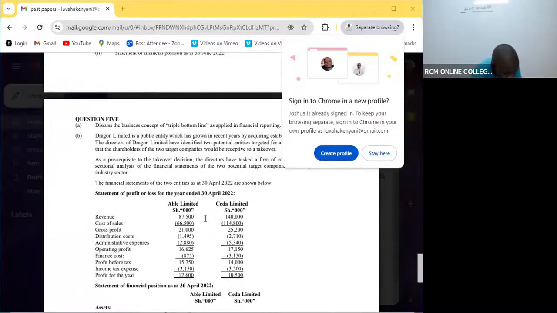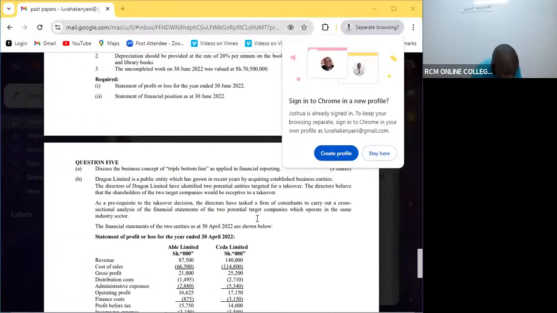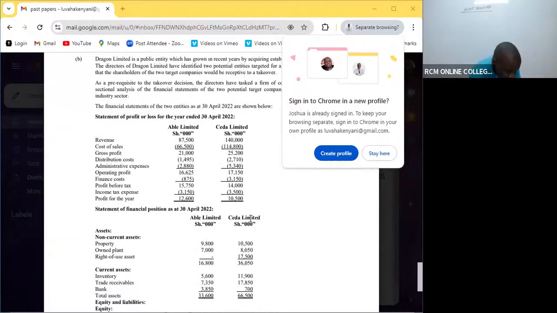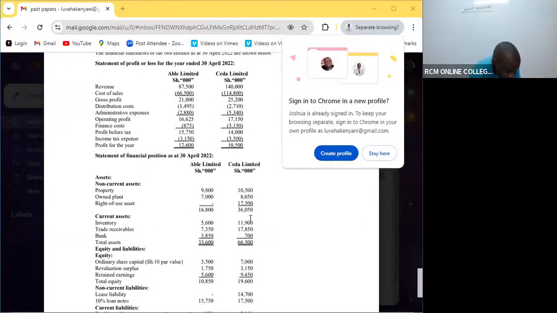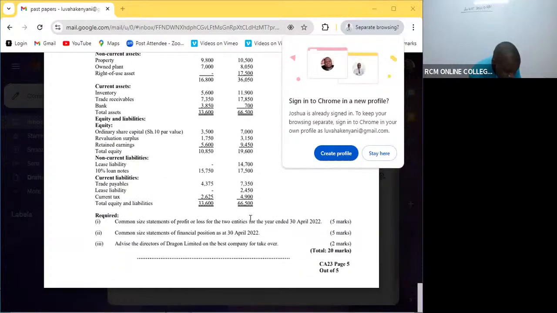As a prerequisite to the takeover decision, the directors have tasked a firm of consultants to carry out a cross-sectional analysis of the financial statements of the two potential target companies which operate in the same industry and sector. The financial statements of the two entities are as follows. We have the statement of the P&L. Then of course, you have the statement of financial position, which has been indicated there.